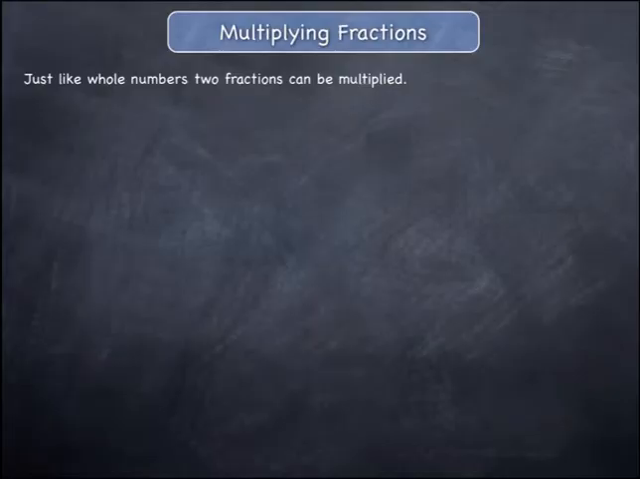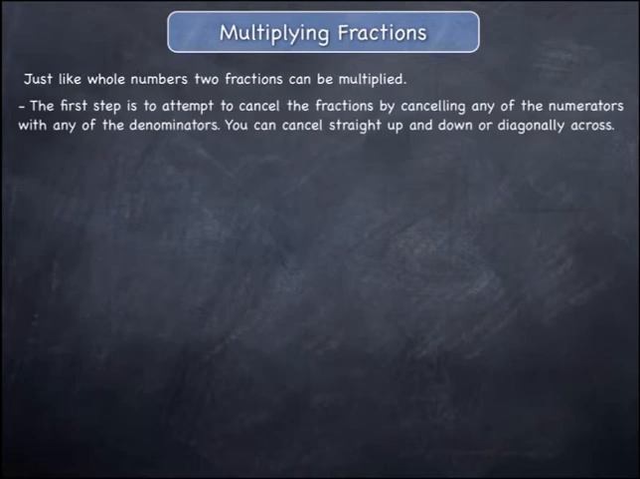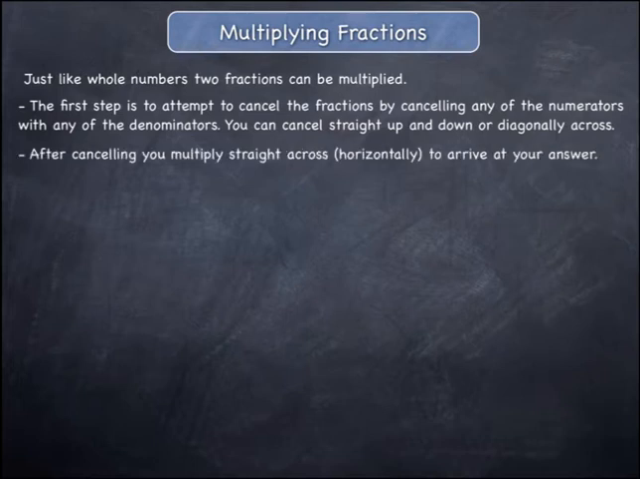Just like whole numbers, two fractions can be multiplied. The first step is to try and cancel the fractions by cancelling any of the numerators with any of the denominators, if this is possible. After cancelling, you multiply straight across horizontally to arrive at your final answer.